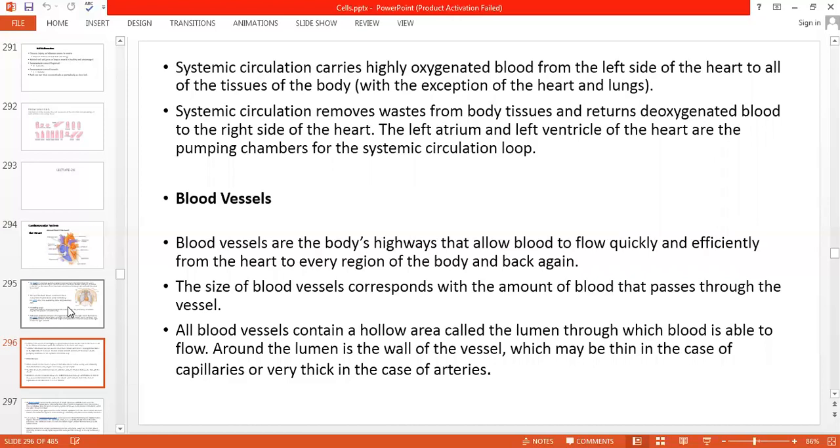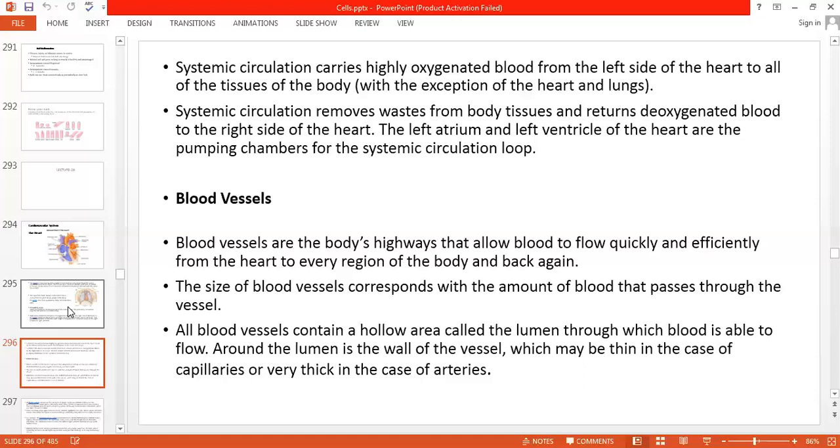Systemic circulation removes waste from the body and returns deoxygenated blood to the right side of the heart. So all the used blood, deoxygenated blood with the waste, comes to the right side of the heart, the right atrium and right ventricle, and from the right ventricle it will go to the lungs and be purified. The left atrium and left ventricle of the heart are the pumping chambers for the systemic circulation. So both left atrium and left ventricle pump the blood to the whole systemic circulation loop.